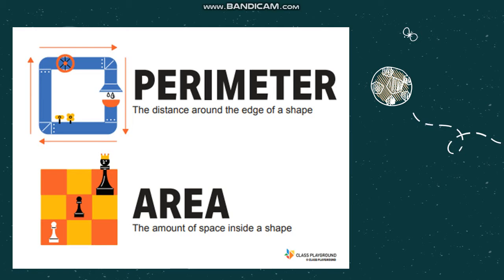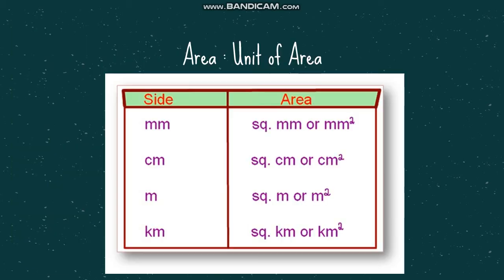So what is the difference between perimeter and area? We all know what a perimeter is. Perimeter is nothing but the distance around the shape. So what is area? Area is the amount of space which is present inside. As you can see, this is the perimeter, the outside part, whereas the inside is called the area. So this is the difference between perimeter and area.